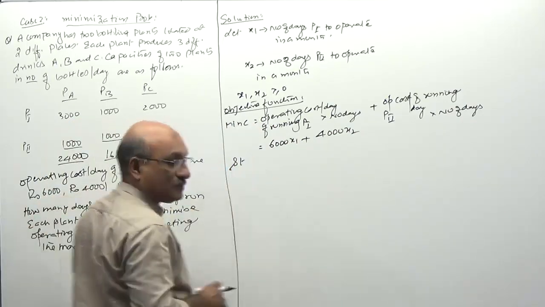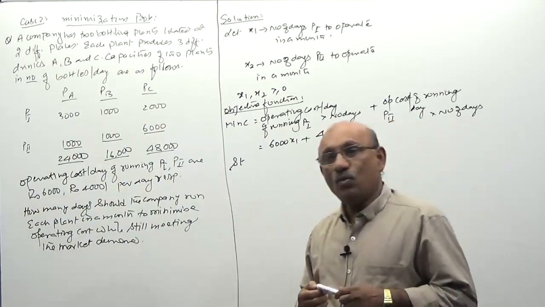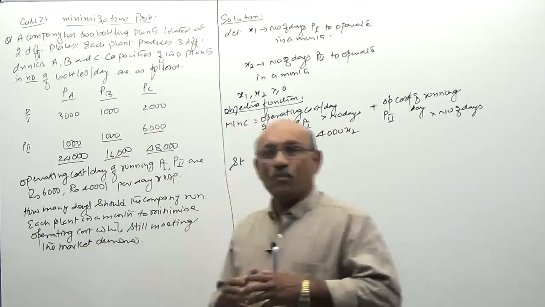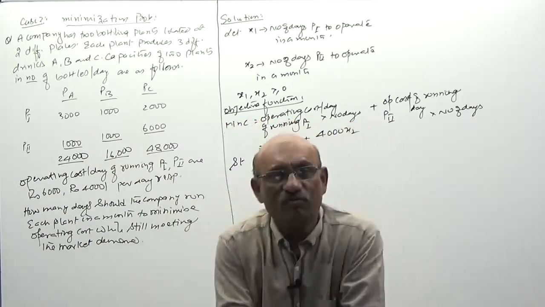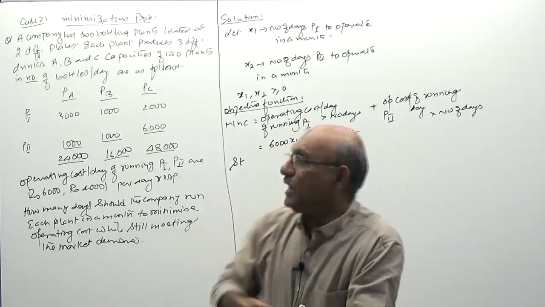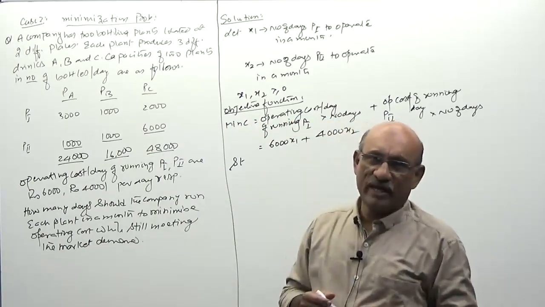Subject to certain restrictions. What are the restrictions, sir? Demand. Product A is having a demand of 24,000 bottles. Product B is also having a demand of 16,000 bottles. Product C is having 48,000 bottles.